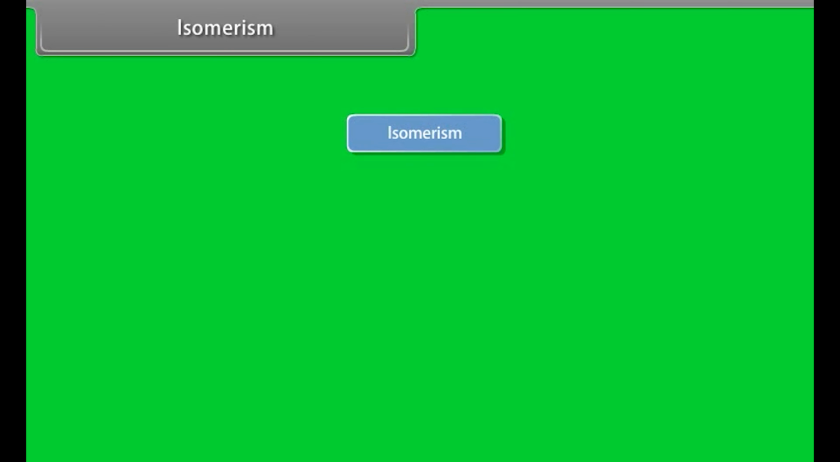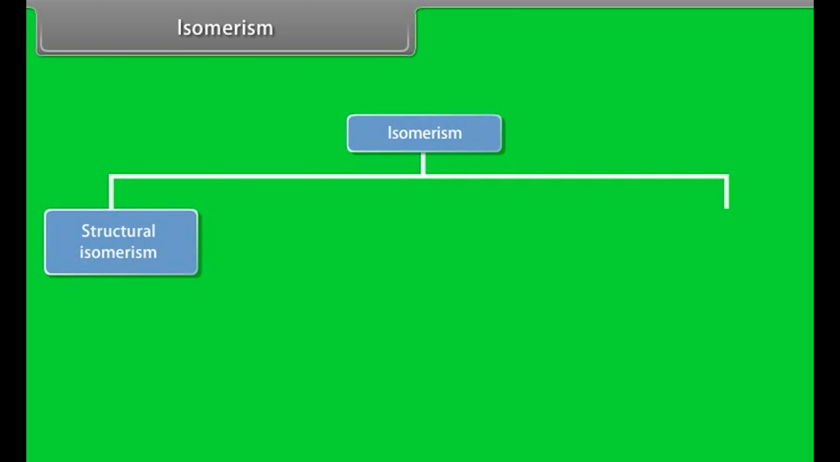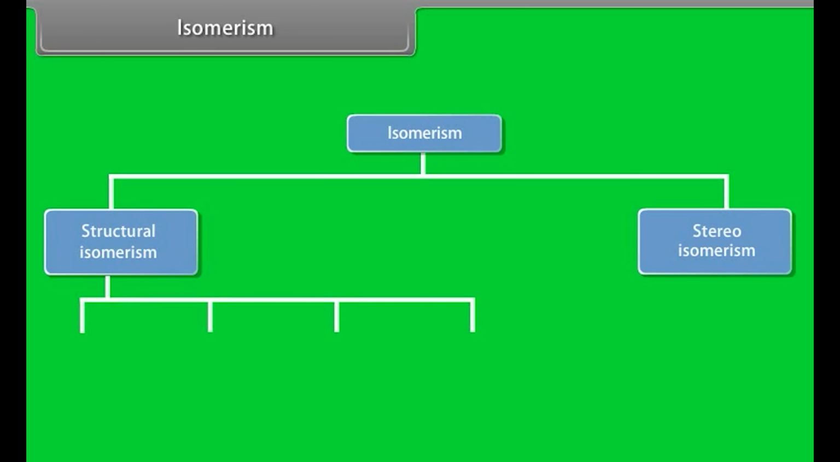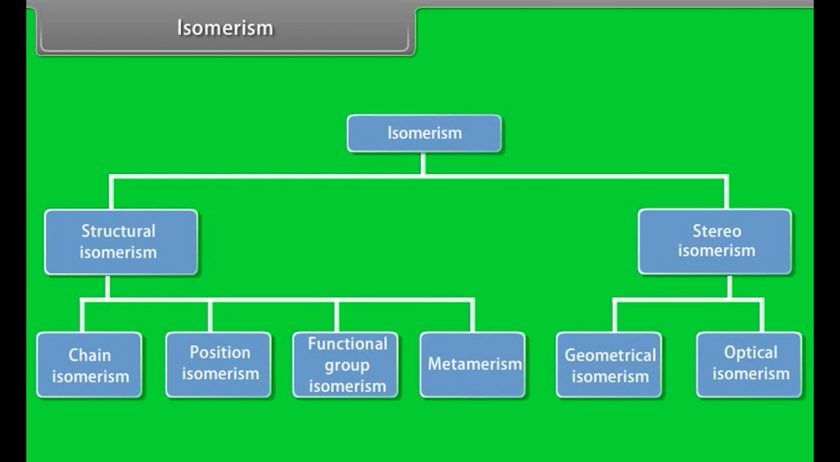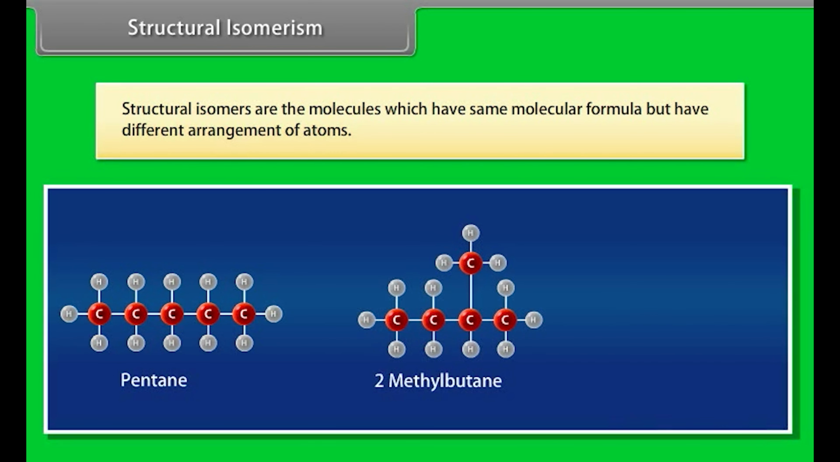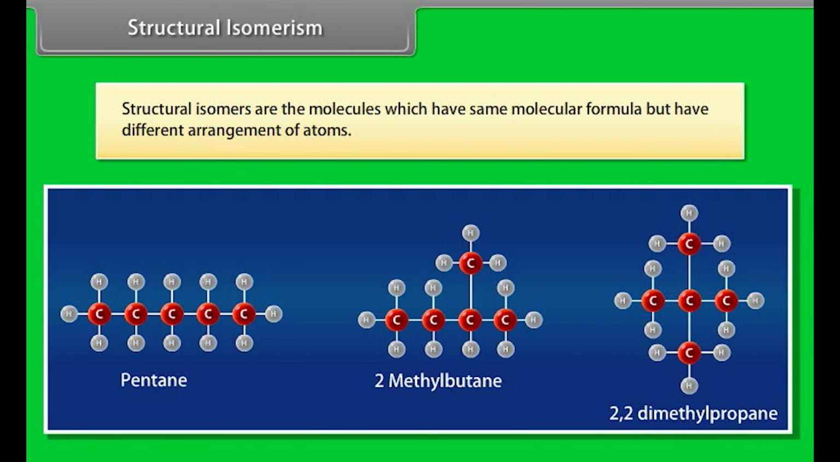Different types of isomerisms are: isomerism can be grouped into structural and stereoisomerism. Structural isomerism can be subdivided into chain isomerism, position isomerism, functional isomerism, metamerism. Stereoisomerism further categorized into geometrical and optical isomerism. Structural isomerism. Structural isomers are the molecules which have the same molecular formula but have different arrangement of atoms.